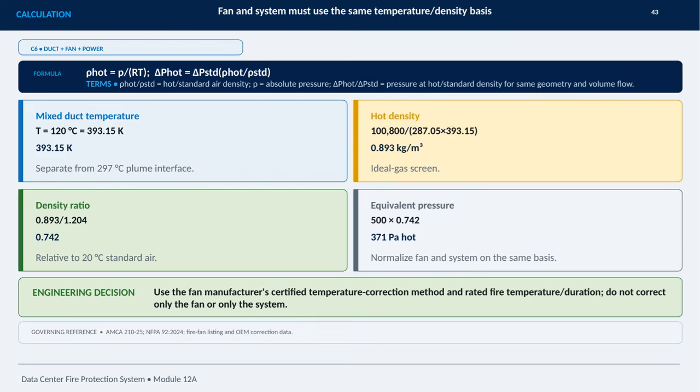The engineering decision is to normalize both the fan and the system consistently. We should use the manufacturer's certified temperature correction method, along with the rated fire temperature and duration, rather than correcting only one side. The governing references are AMCA 210-25, NFPA 92:2024, and the applicable fan listing and OEM data.